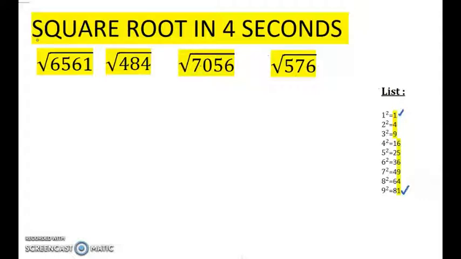So today we'll be doing square roots in 4 seconds. You can obviously calculate these on a calculator, but our minds need to be stimulated, and I'm here to help you with that. You can also complete your in-class test much faster than before.